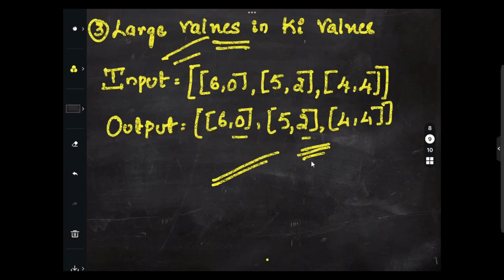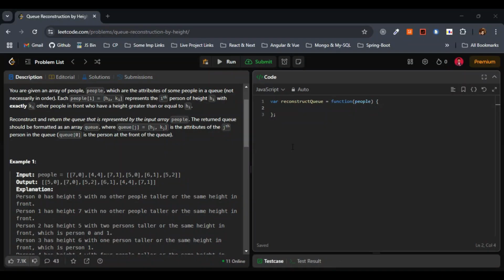Now let's start writing the code. The initial step is we have to sort the people by height in ascending order. If the people are of equal height, then we will sort by ki in descending order, right? So how can we articulate that in the form of code?